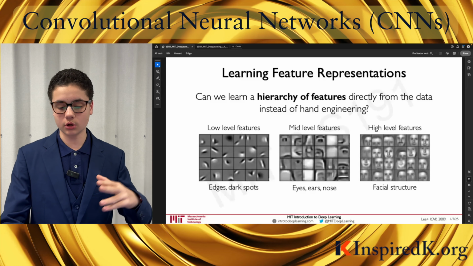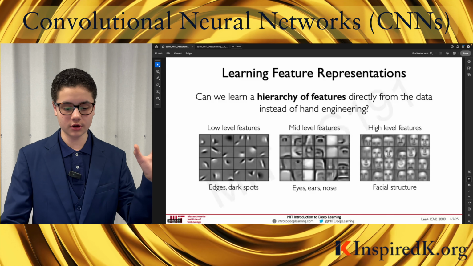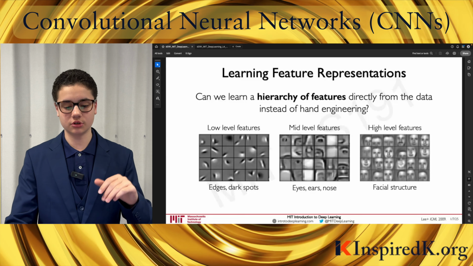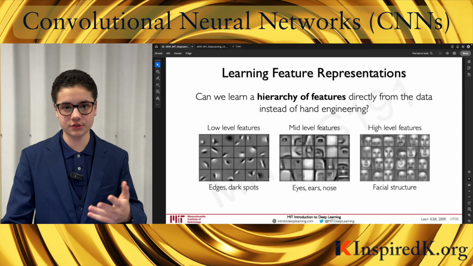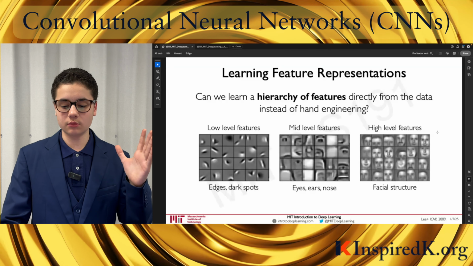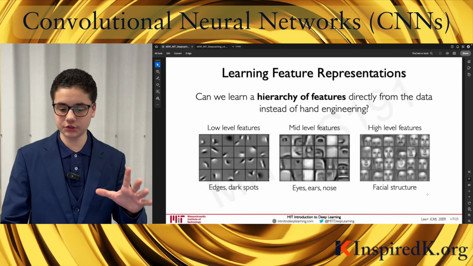So we start with our low level features, such as different edges or dark spots for a face. Then we get to our mid-level features, which could be eyes, ears, noses, and more of the smaller parts of a face that we see. And finally, we can get to the high-level features, like the facial structure and facial shape.